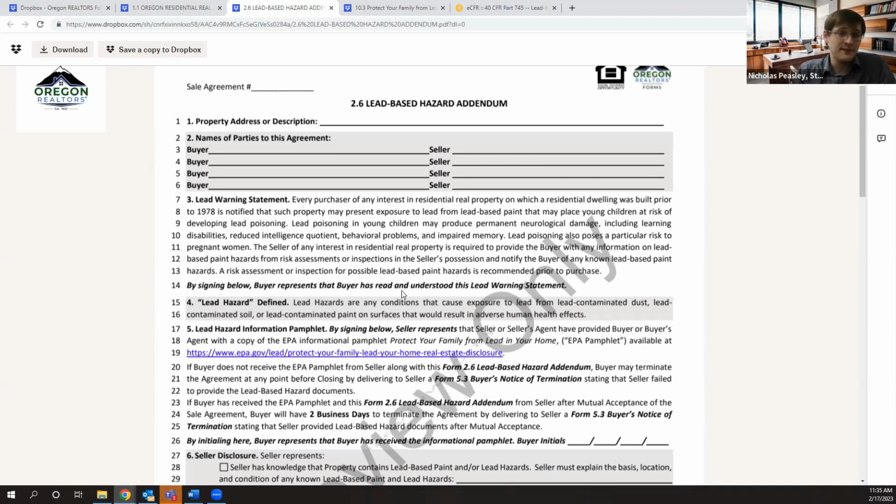It does not apply to vacant land because there's no housing. So if you have an empty plot of land that has, I don't know, lead ingots buried in the ground and seeping into the soil, that's probably a brownfield site or a Superfund site, but that's not something that requires a lead hazard addendum and a lead hazard pamphlet, because there's no housing involved.